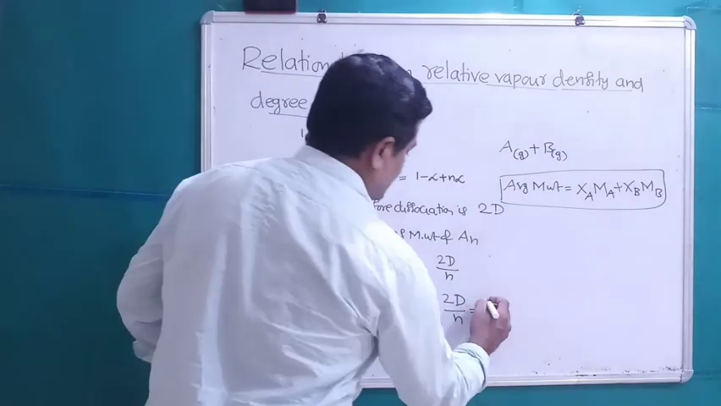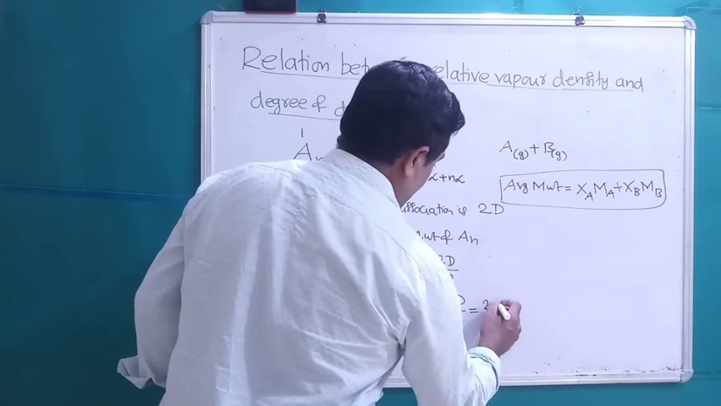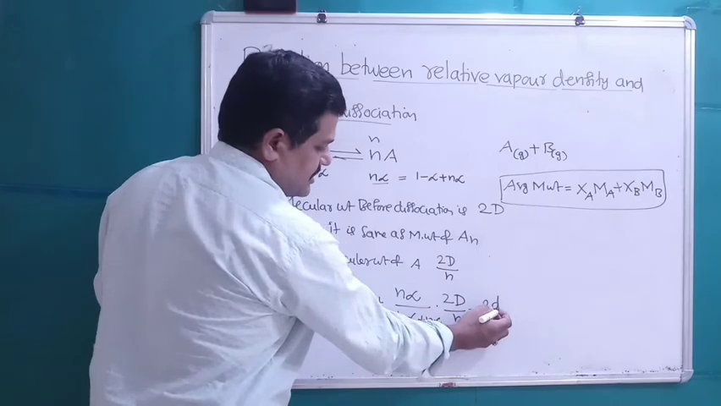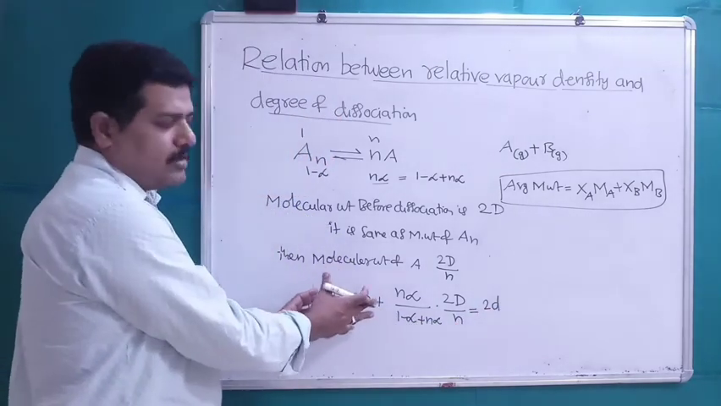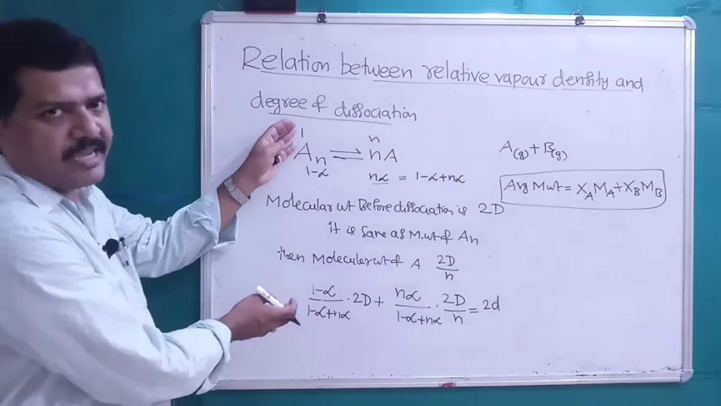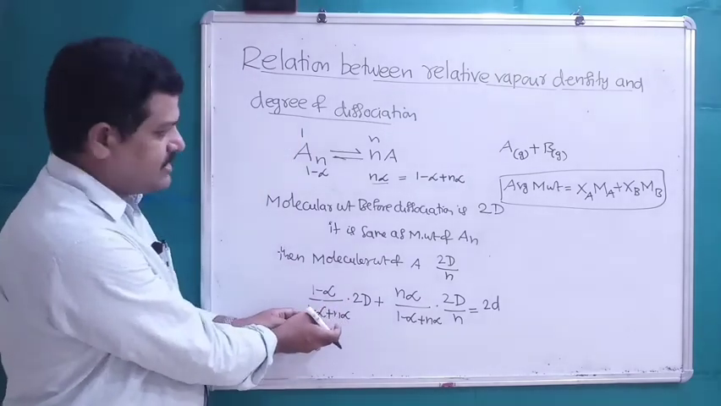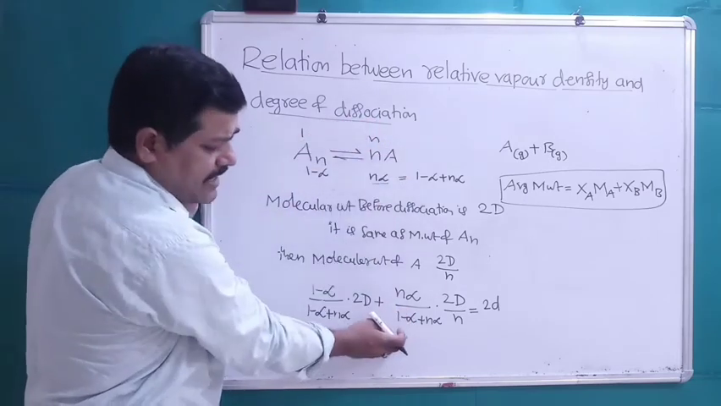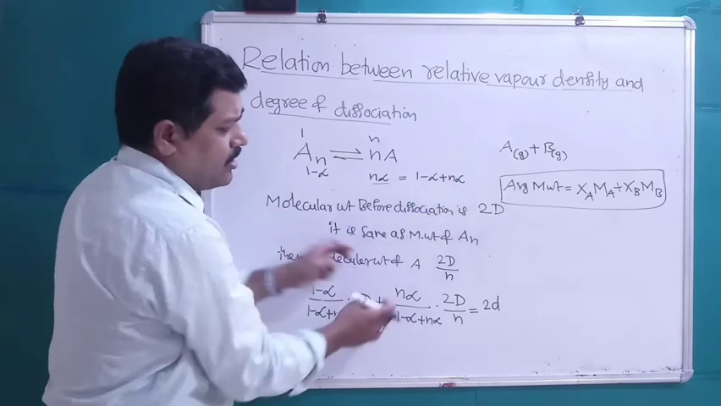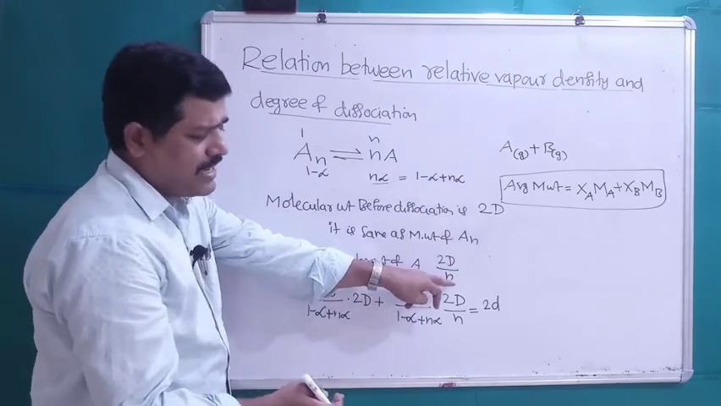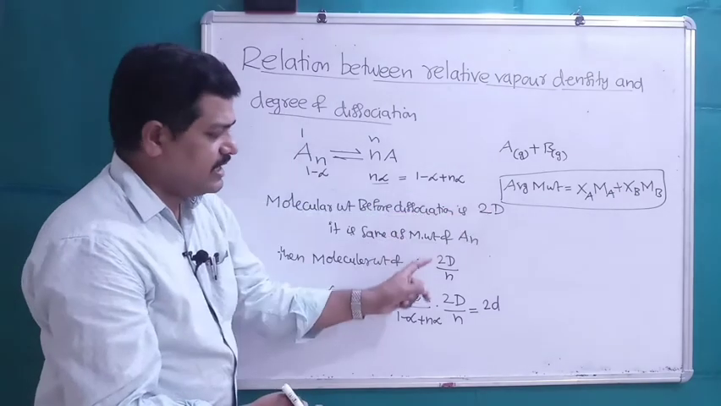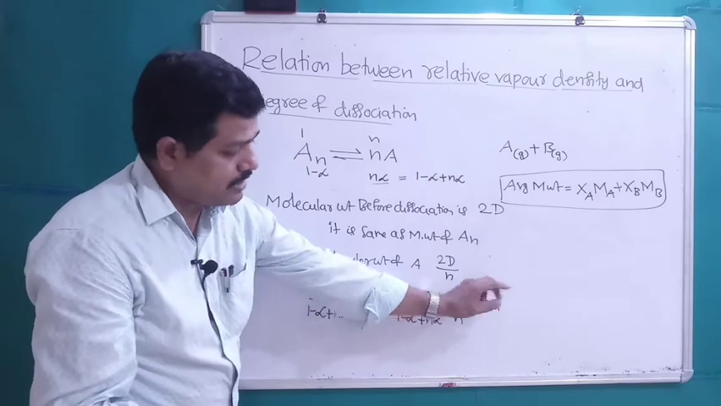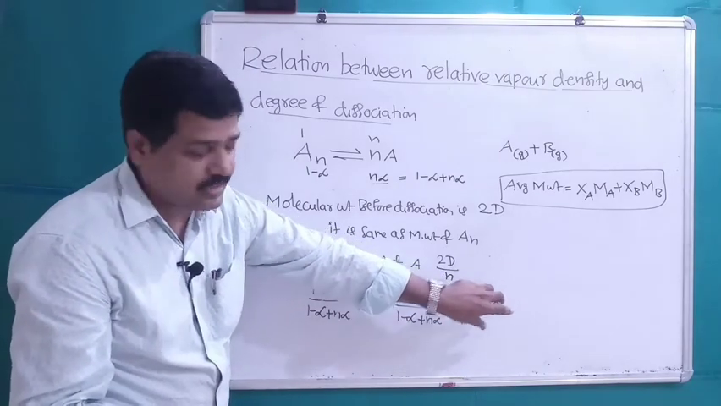Then the average molecular weight will be 2d, that is 2 into small d, the vapor density after dissociation. This is from the formula we are using: the number of moles of AN divided by total number of moles into its molecular weight, plus the number of moles of A divided by total number of moles into its molecular weight. A's molecular weight will be 2D by n, because AN is 2D, then A is 2D by n, which is the same as the average molecular weight after dissociation, that is 2d.